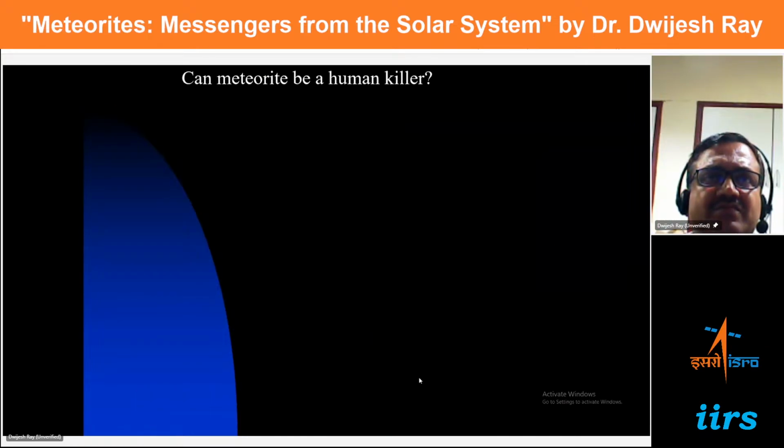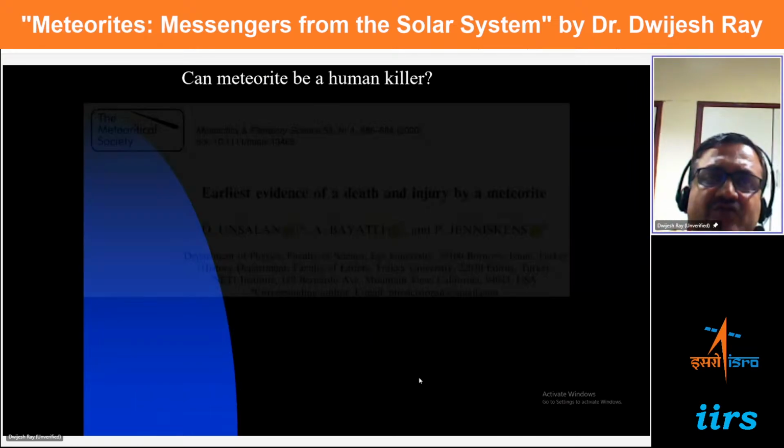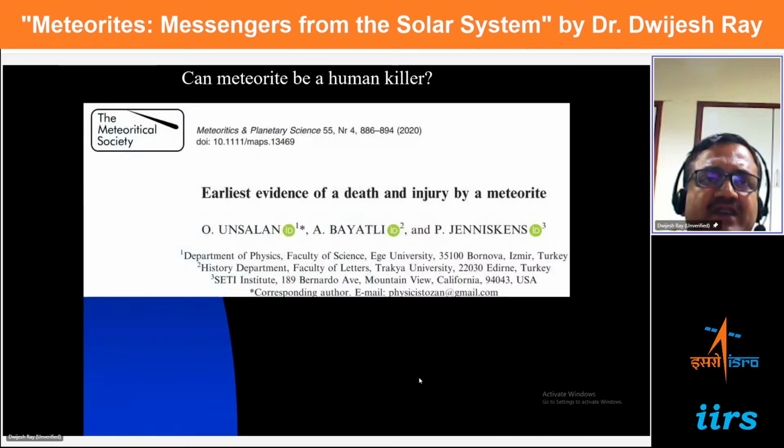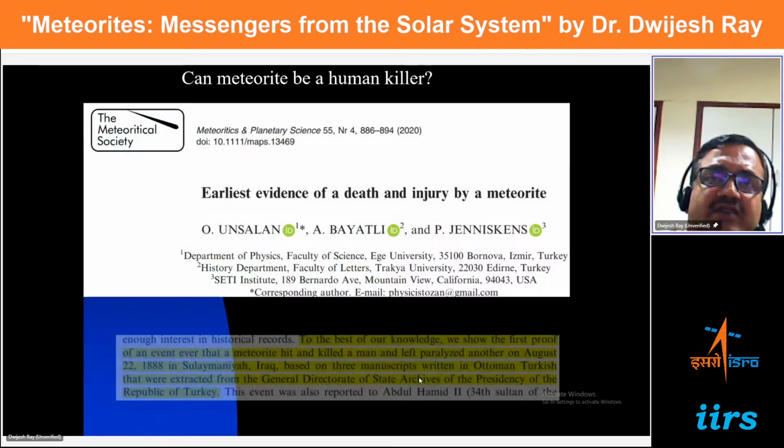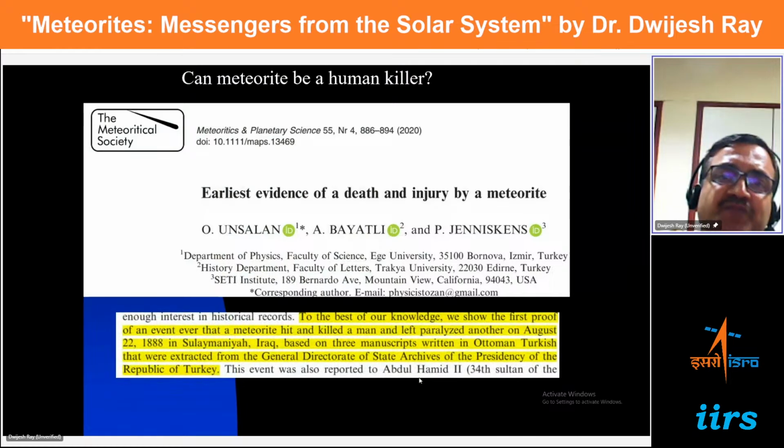But can a meteorite be a human killer? There is no confirmed example, but there is a publication. As per the manuscript, there is one incident where a meteorite killed a man and another man got paralyzed. But this happened long ago, in 1888. After that, there is no such example of a meteorite killing any human being or any other animal.